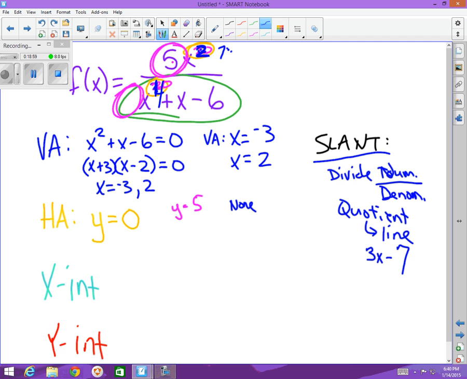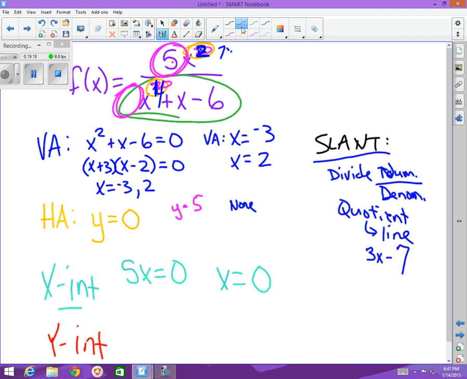Okay, so those are the asymptotes. Then the x-intercepts would be whatever makes the denominator or the numerator 0. So just take 5x and set it equal to 0, and so x equals 0. That's where it crosses the x-axis.